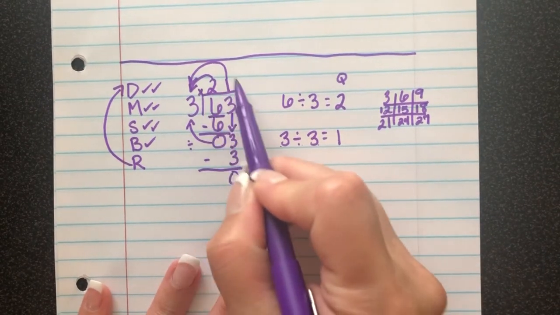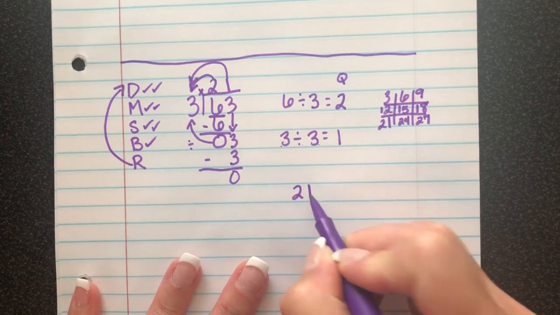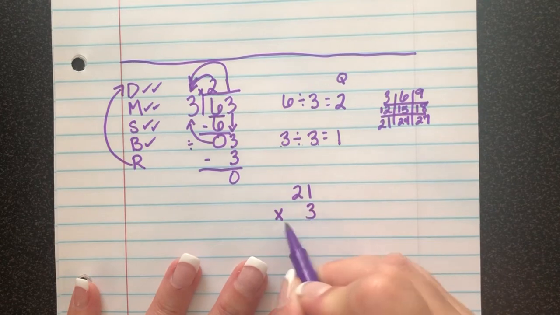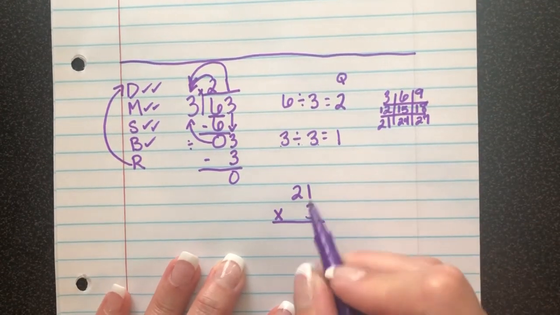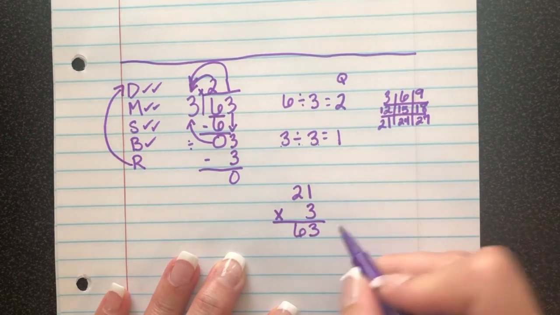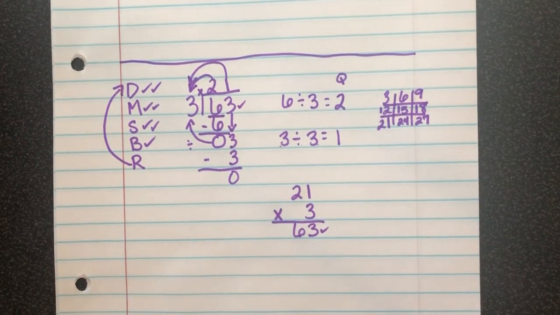To check this, I'm going to take my quotient of 21 and multiply it times my divisor of 3, and hopefully I will get the dividend of 63. 3 times 1 is 3, and 3 times 2 is 6. It matches, so that is correct.